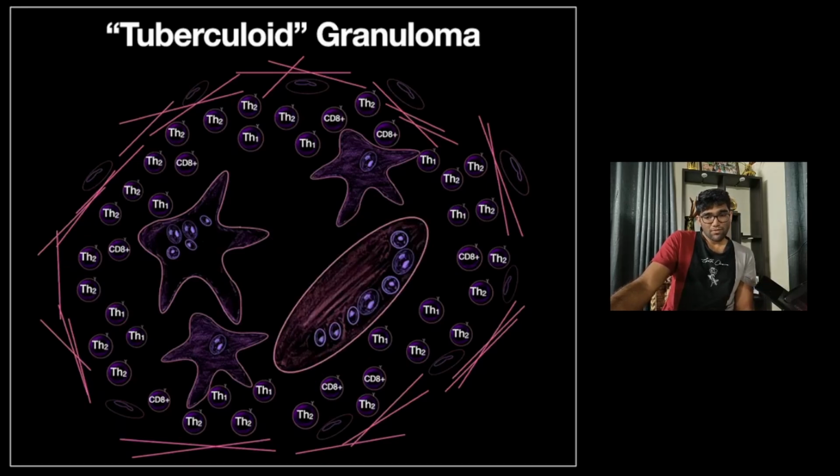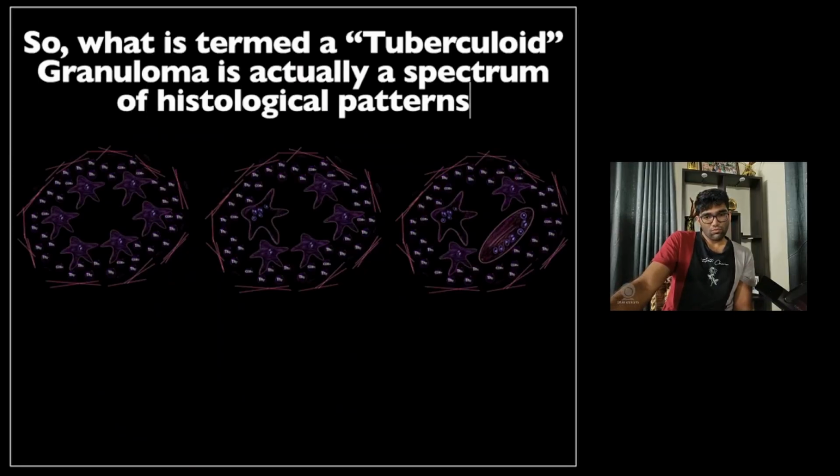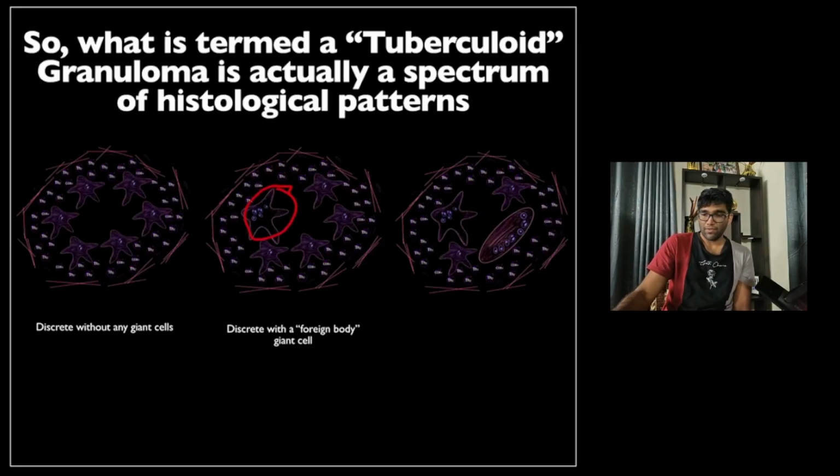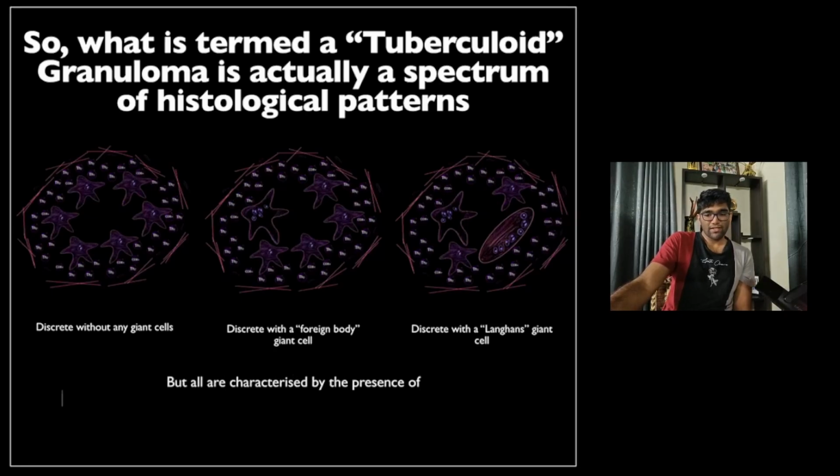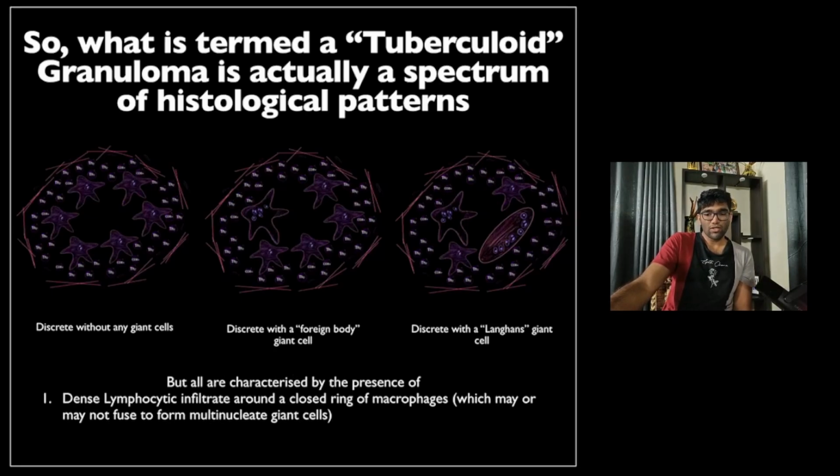Sometimes the fusion produces a very specific type of giant cell which is called a Langhans giant cell, and we'll talk about the morphological features of this later in detail in our sections on clinical immunology and rheumatology. So either way, what is termed histopathologically as a tuberculoid granuloma is actually a spectrum of histopathological patterns. One is a discrete granuloma without any giant cells. Second is a discrete granuloma with a foreign body giant cell. So this is a foreign body giant cell. And the third is a discrete granuloma with a Langhans giant cell. But all of these are characterized by the presence of a dense lymphocytic infiltrate around a closed ring of macrophages, which may or may not fuse to form multinucleate giant cells.